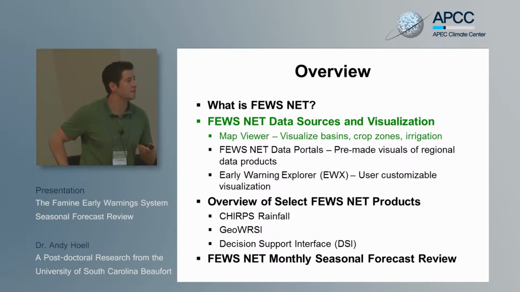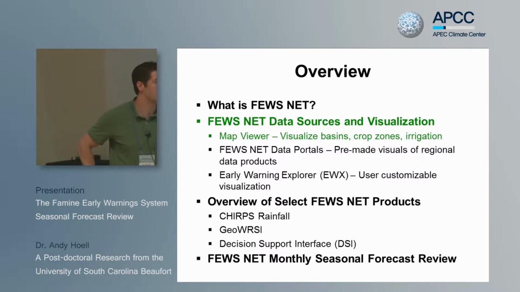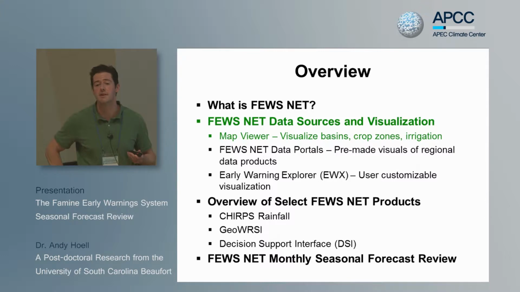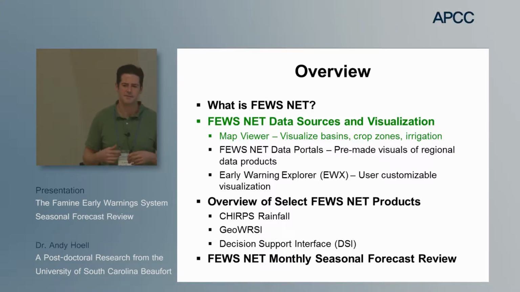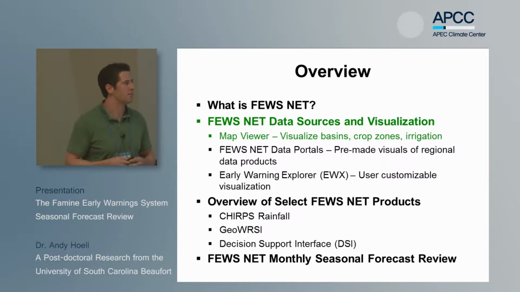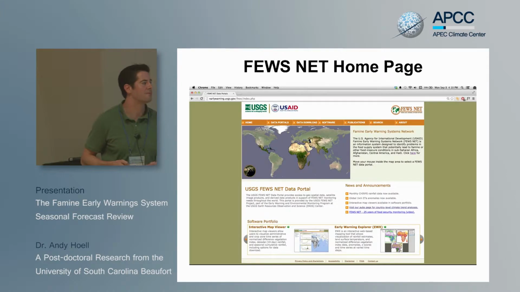So the first thing I'll talk about is the map viewer, how we visualize basins, crop zones, and irrigation. And this is really some high definition pictures of the attributes of certain areas of the world that we look at. So again, this is our map viewer.